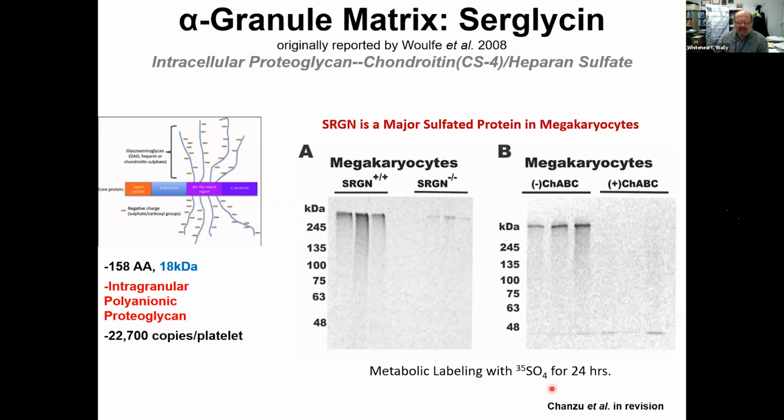labeled with S35 sulfate. Also, to realize, proteoglycans run generally as smears due to the large amount of glycosylation that they have. And of course, this structure was sensitive to the enzyme chondroitinase, confirming the fact that chondroitin sulfate was present there. So what we have is a large polyanionic molecule that's inside a granule.